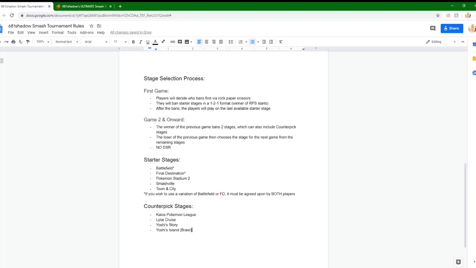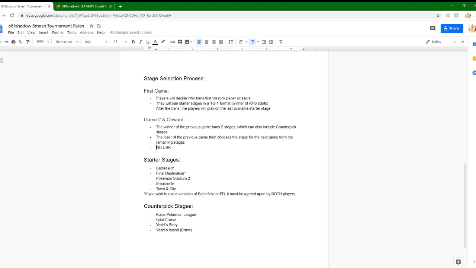So basically, let's say for example that player A wins game 2. Player A would ban two stages and player B would choose from the remaining stages on the list. Also, just for bans, banning a stage for one game doesn't mean it's banned for the next game. You would have to ban it again. The stages don't stay banned. I know that might be a misconception some people have, so I definitely wanted to clear it up.